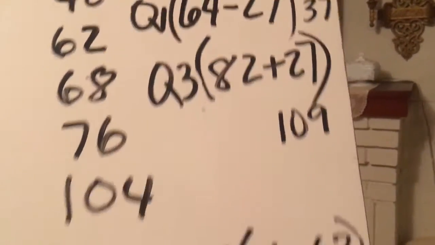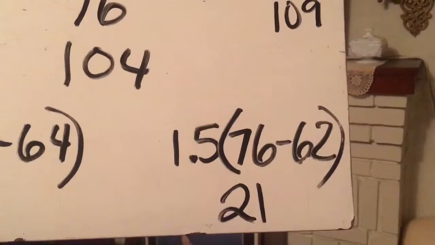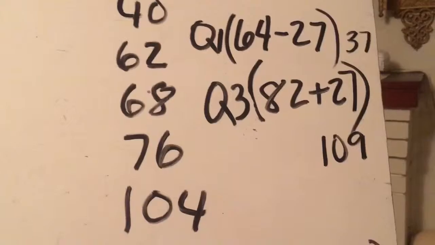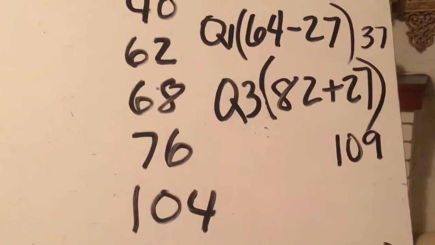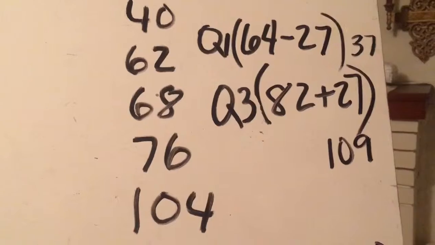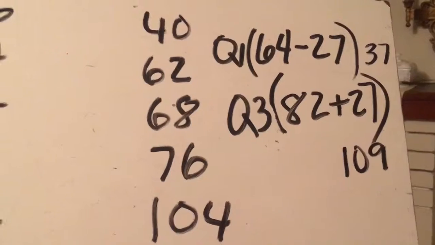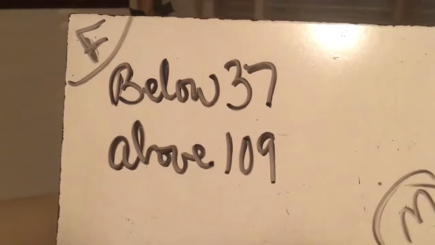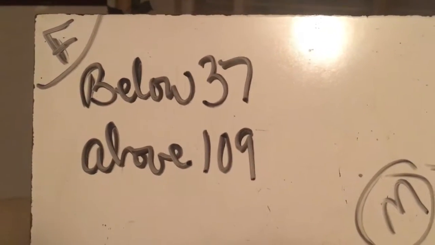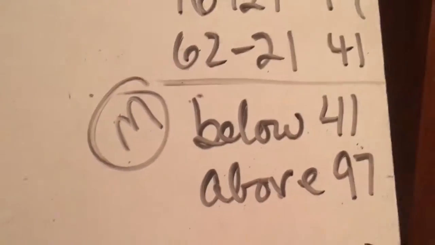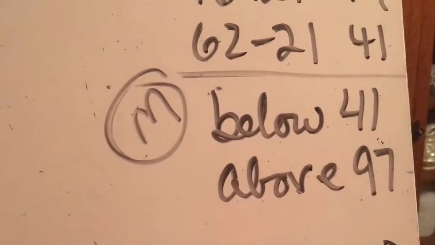Then I have to do the same thing with the other set. I'm going to take the 21, which was the result, and take the 62 minus the 21 and the 76 plus the 21 to find where the outliers lie. And I'm about to show you the answer key. Okay, so I looked at the answers and it was consistent with this. For the females, the outliers would be below 37 and above 109. And for the males, any outliers would be below 41 and above 97.